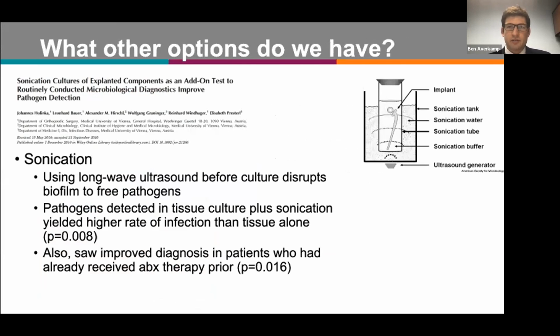Sonication has been a described method to attempt to address the biofilm conundrum. This is a concept where long-wave ultrasound is used before a culture is obtained to disrupt biofilms and free pathogens. This 2010 study out of Austria looked at improving pathogen detection with PJI. Explanted components with presumptive prosthetic or implant infection were sonicated separately in sterile containers. They found that tissue culture after sonication significantly increased detection of infection when compared to tissue alone. They also found that even in patients who received prior antibiotic therapy, their diagnosis was still improved.